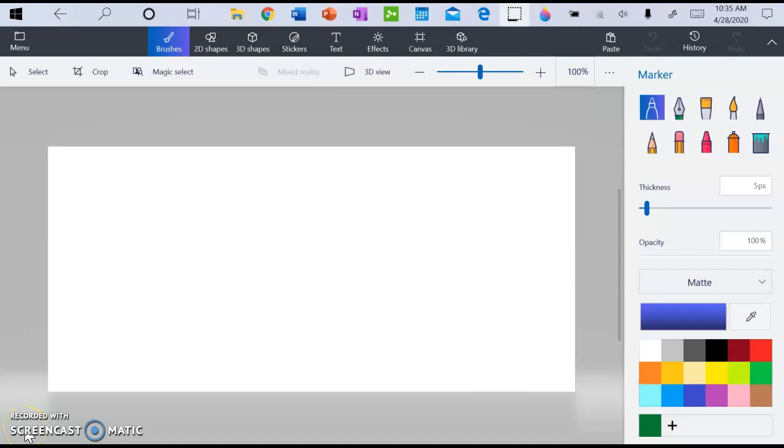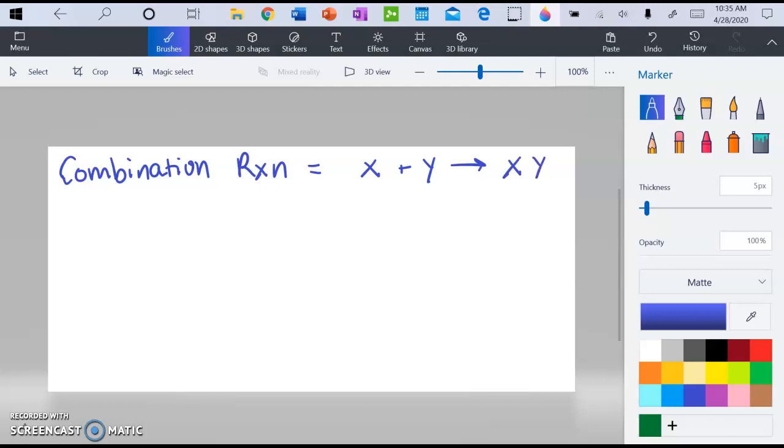Okay, guys, we need to talk about something important, and that's predicting products of a combination reaction. So, combo reactions is when you add two things together to make a compound. Okay? So, let's take this for example. I'm going to do magnesium plus oxygen makes what?